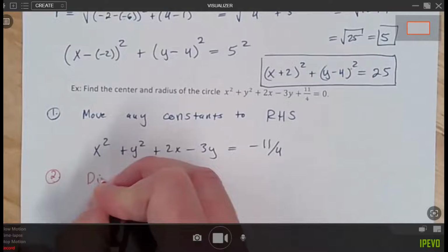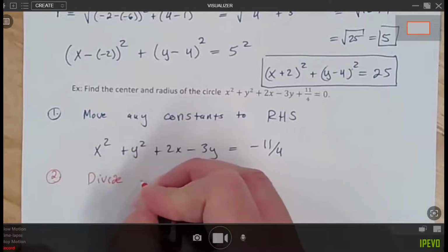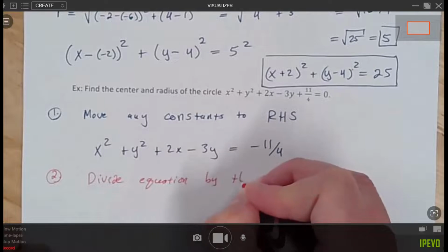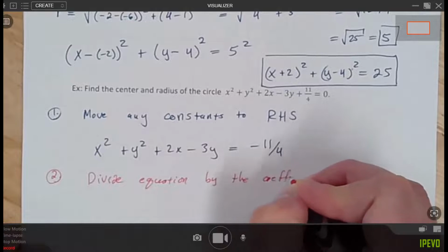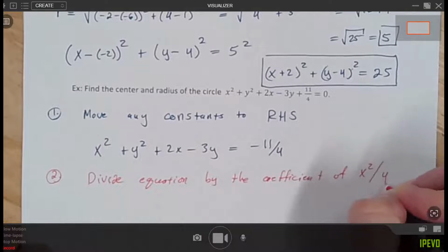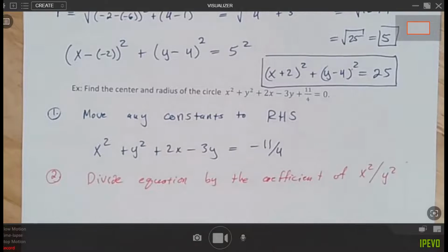So divide the entire equation by the coefficient of x squared and y squared. You might ask, well, what if they're different, James? And I would tell you that you don't have a circle. If x squared and y squared have different coefficients, you have an ellipse probably, or some other conic section. You don't have a circle. So since we're only dealing with circles, x squared and y squared will always have the same coefficient, which is great.